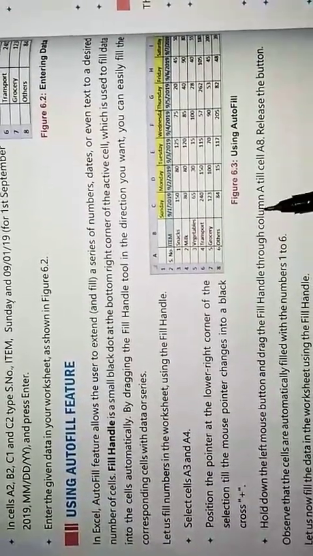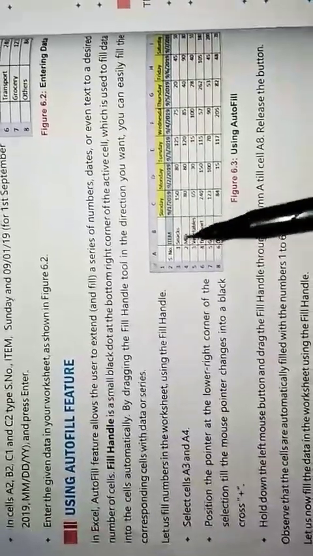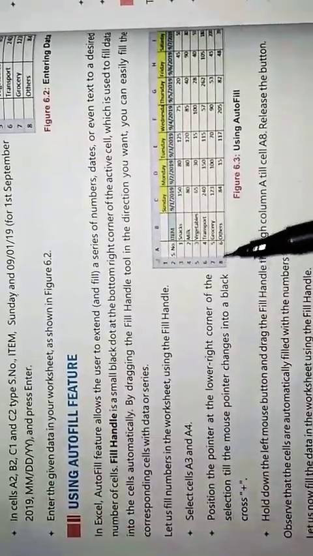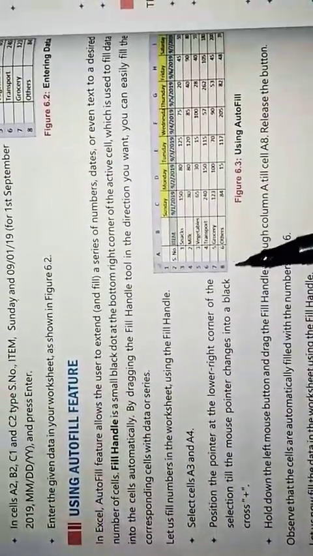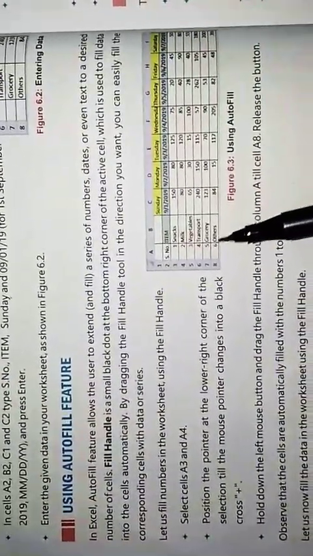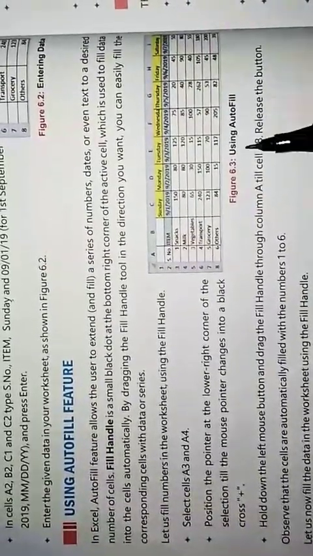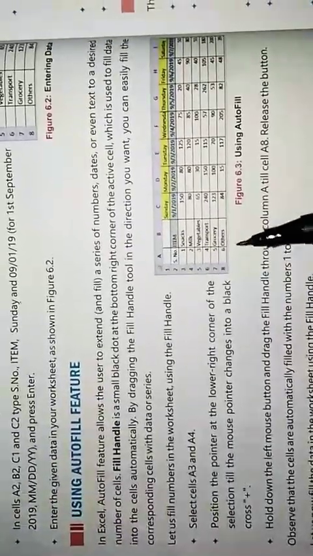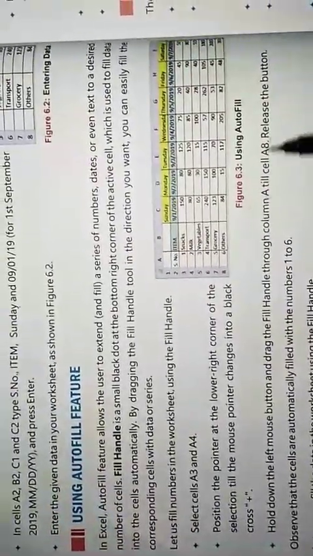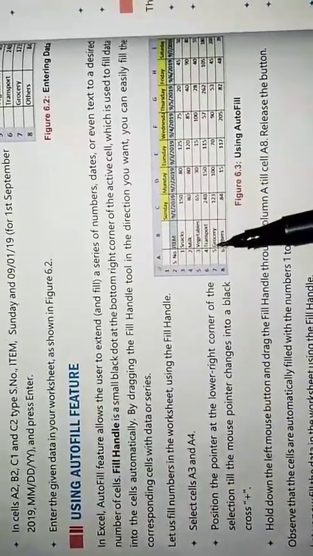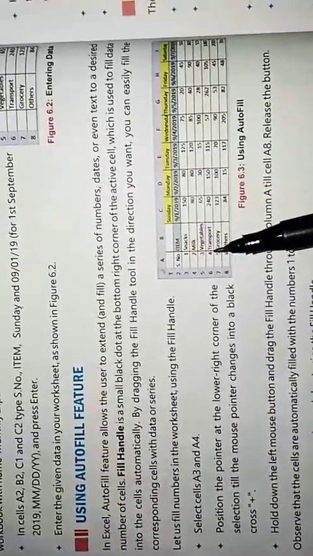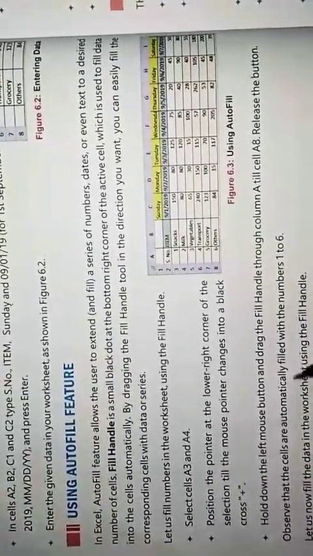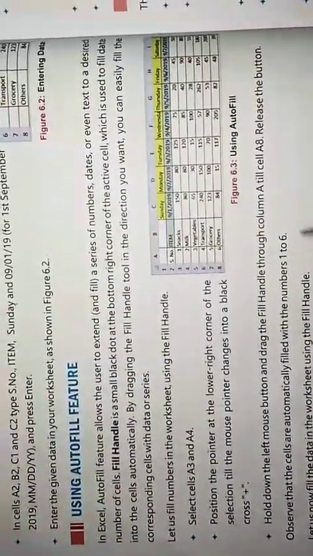Understand? Then release the button. First drag your mouse from this point to this point and release the button, and it will fill automatically with the numbers 1, 2, 3, 4, 5, 6. Observe that the cells are automatically filled with the numbers 1 to 6.